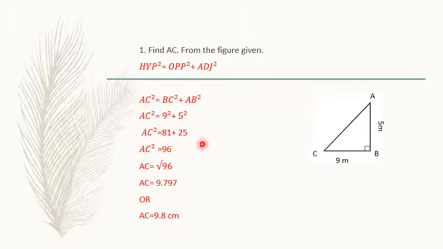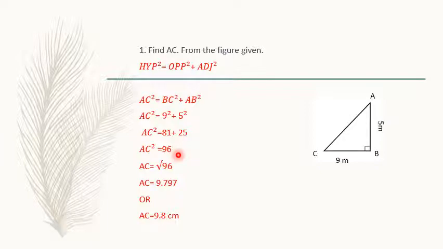Next, opposite. Which is my opposite? So I am going to consider this as my opposite, so BC square. Next, AB will be my adjacent. Okay. So AC square is equal to, what is your BC value? It's 9. You will write here 9 square plus AB will be 5 square. So I have written here 5 square.